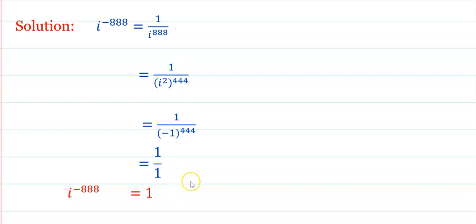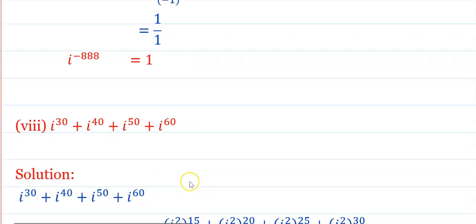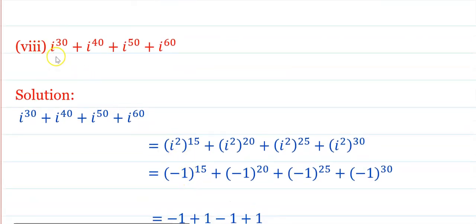Well, you can see this. Okay. Next, i raised to 30 plus i raised to 40 plus i raised to 50 plus i raised to 60. Okay. Now see this. i raised to 30 plus i raised to 40 plus i raised to 50 plus i raised to 60 can be written as i raised to 30 means what?